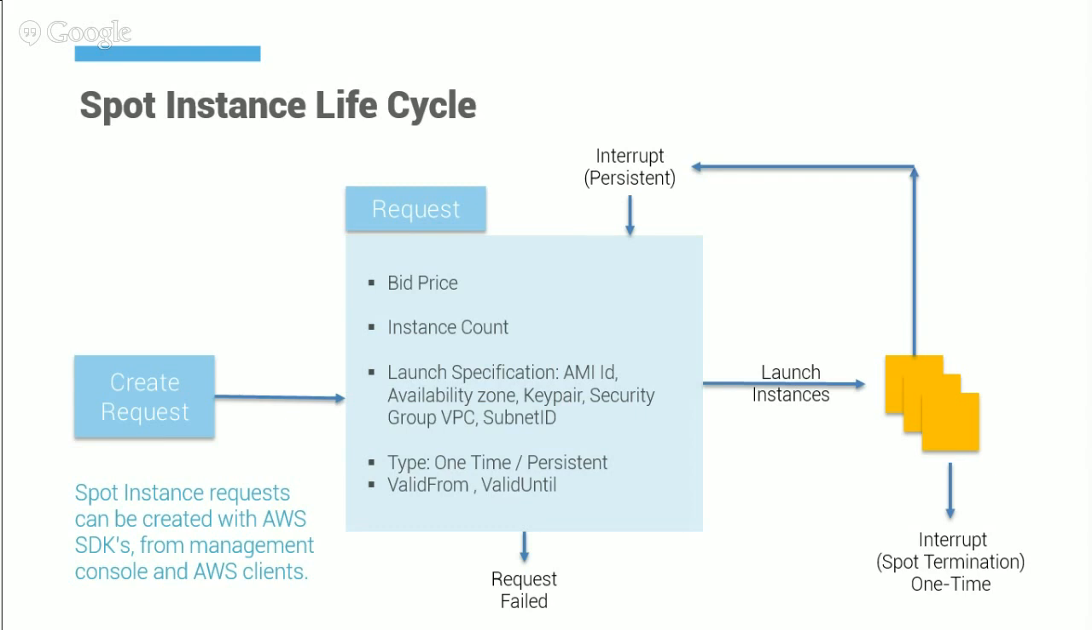only one time. They are launched, and if they are terminated, it is gone. So it is just a single request that you place. If it is persistent, until you have a validity which is not expired, it would keep repeating or looping that process. It would keep launching instances as and when it gets terminated. So that's the persistent type. And if you have bad parameters, the request would be in a failed state.